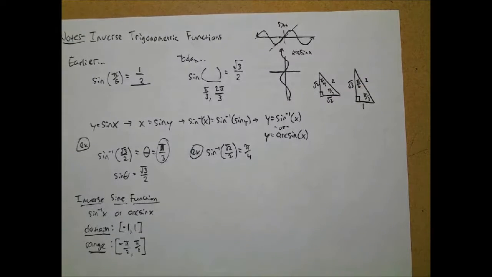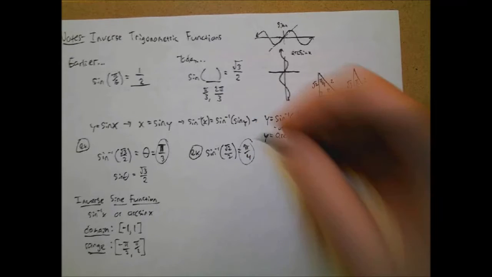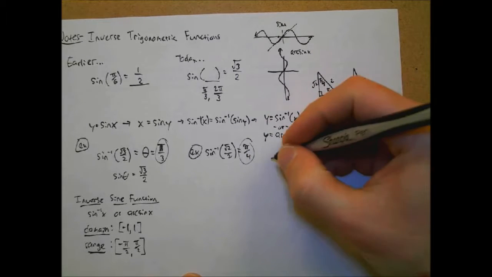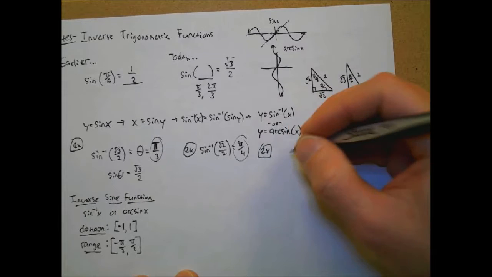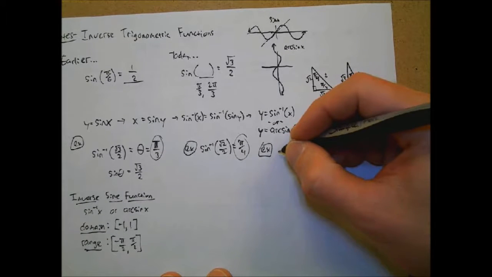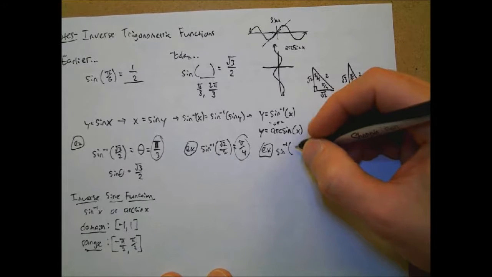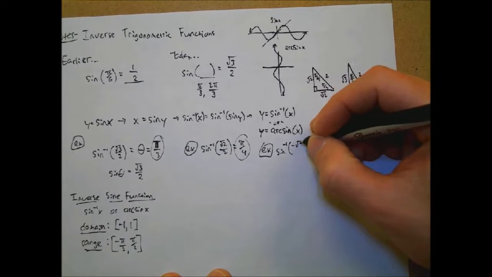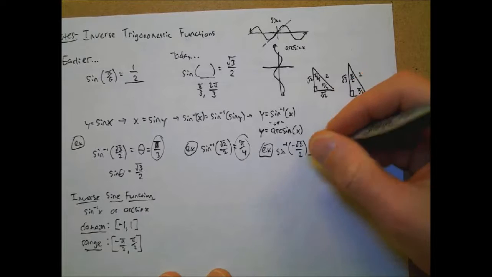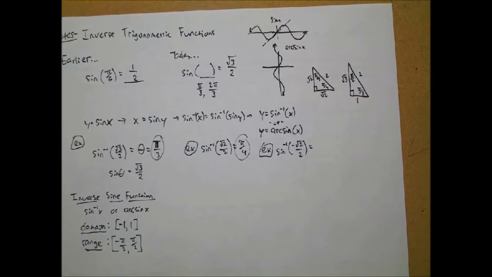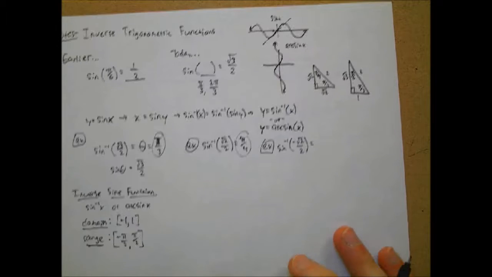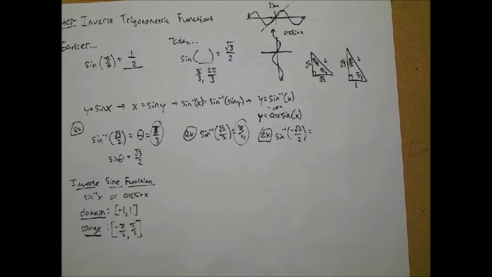Let's do 2 more here real quick. What's sine inverse of negative root 2 over 2 going to be then? So this is a little bit trickier, right?